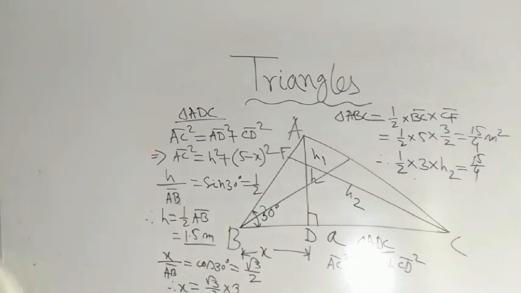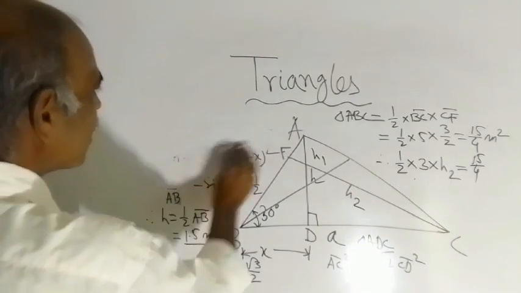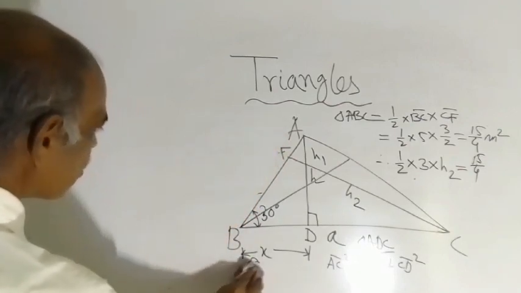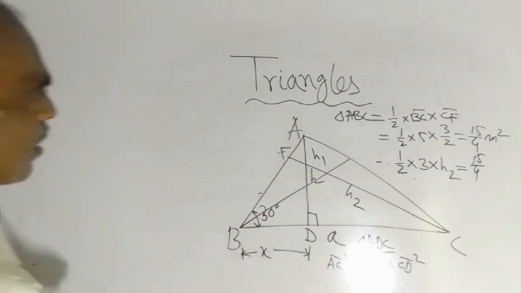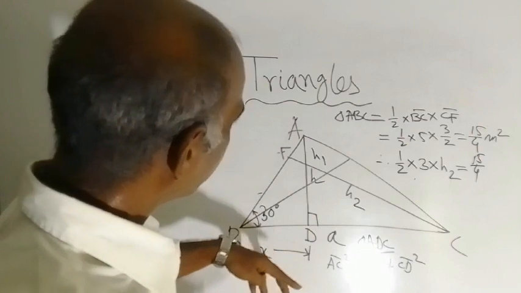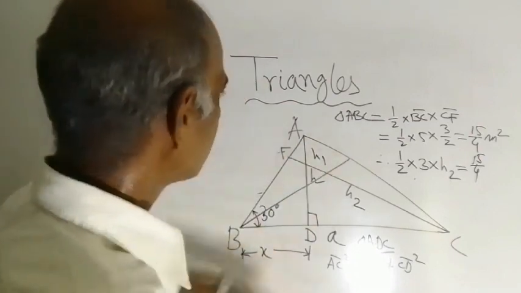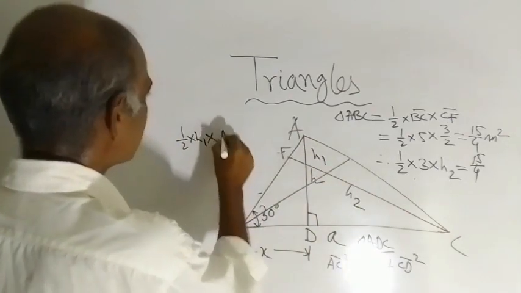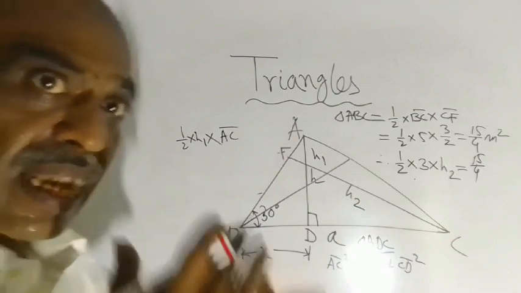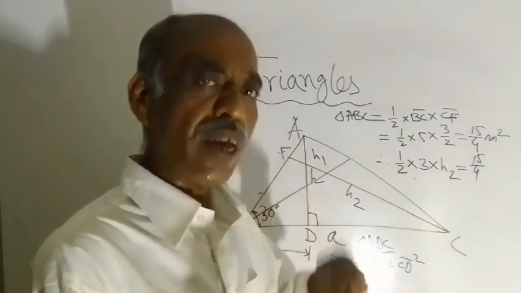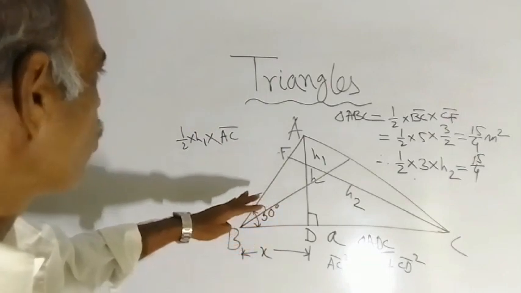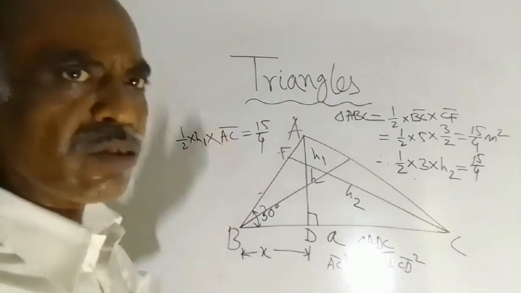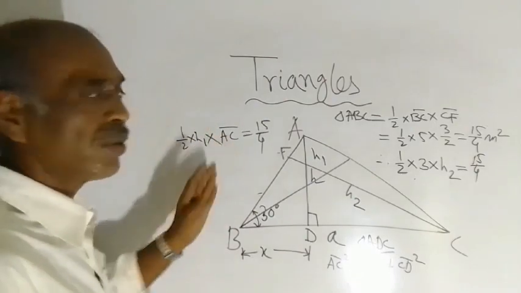Similarly, here you can do this thing. Our requirement now is to find H1. H1 is which one? This one is H1. Therefore, half into H1 into this AC. AC was known because H and X were known, and this is equal to 15 by 4, the area of the triangle. Since AC is known, just put the value of AC here, and you will get H1.